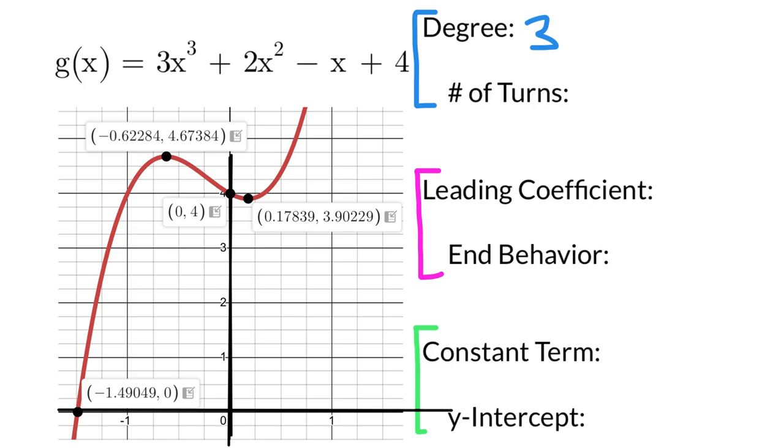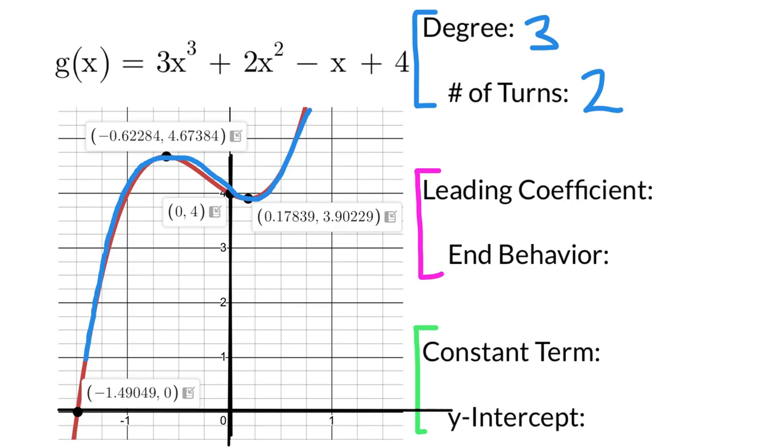Now, how many times does it turn? If we start at the left side and follow the curve, we start by going up, then it turns once, starts going down, and turns again to start going up. That means it's going to turn 2 times.